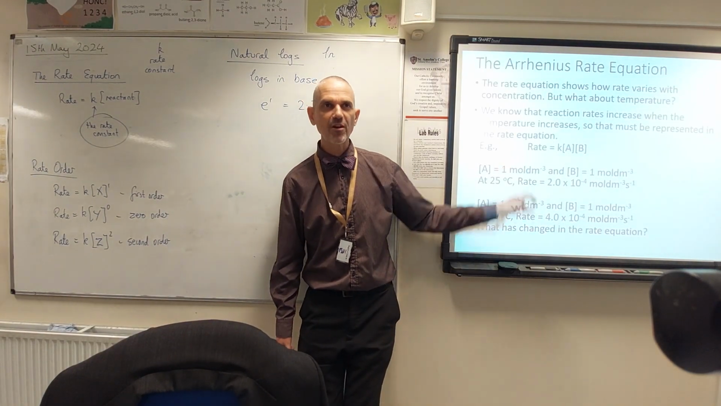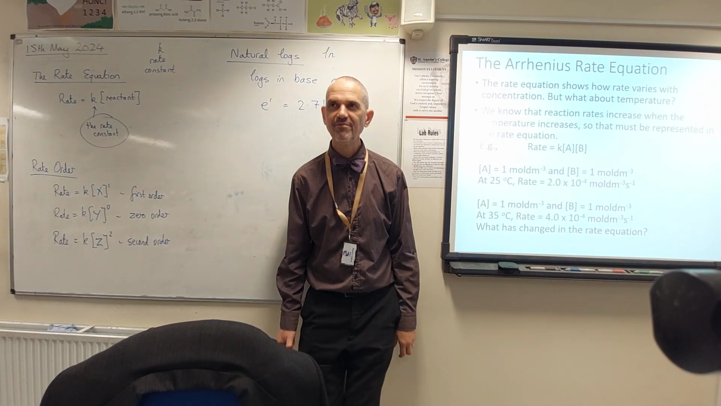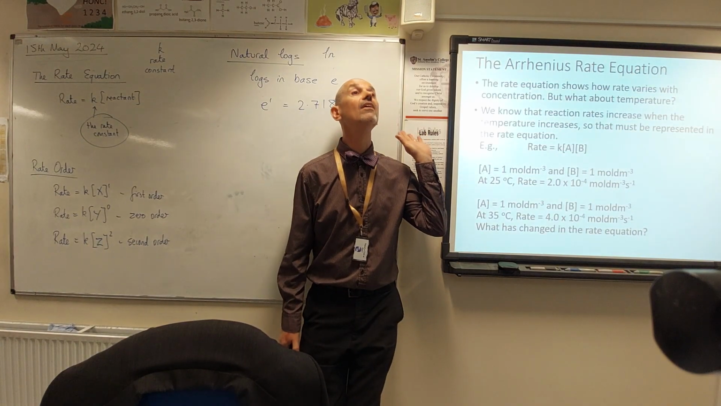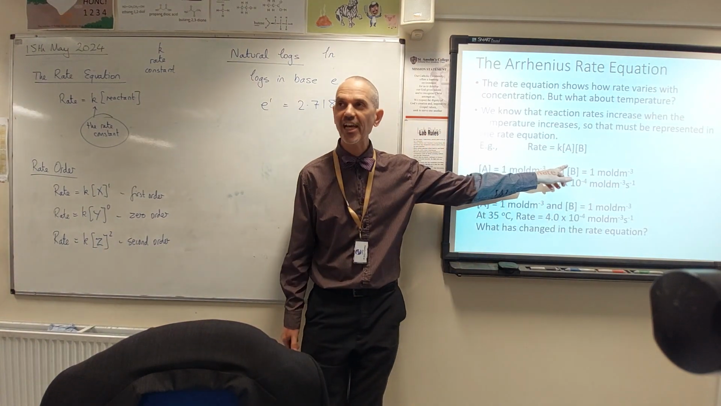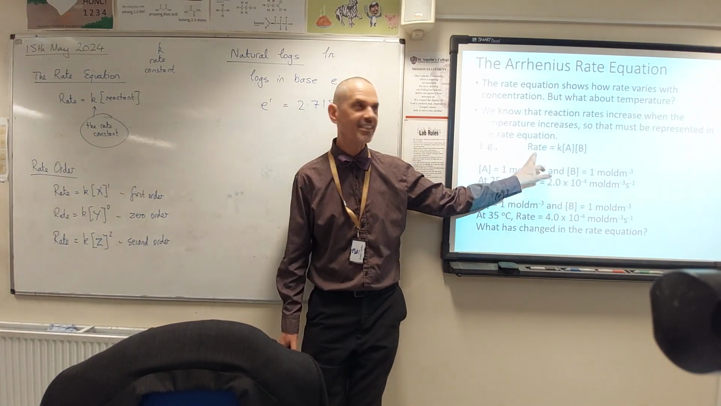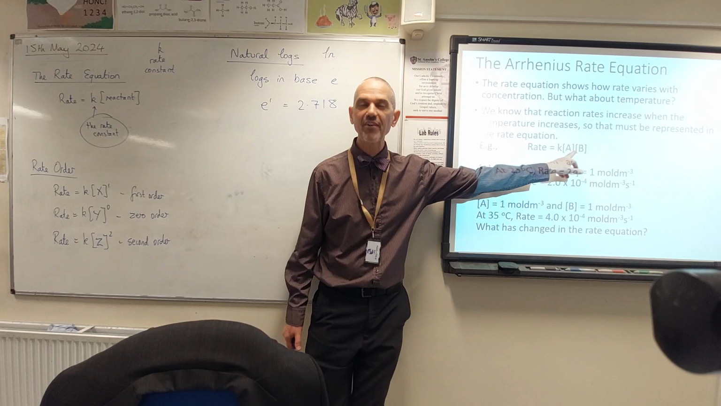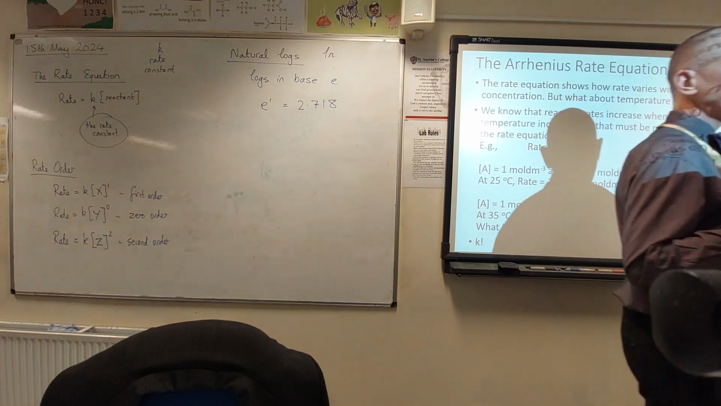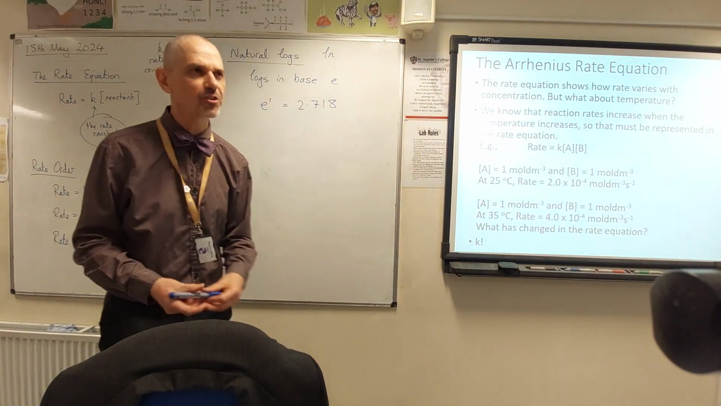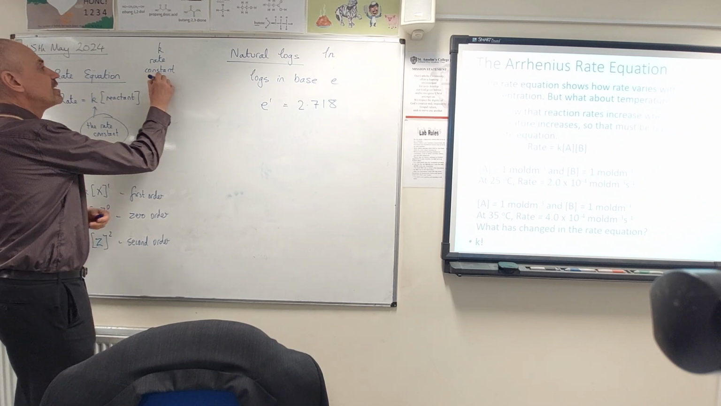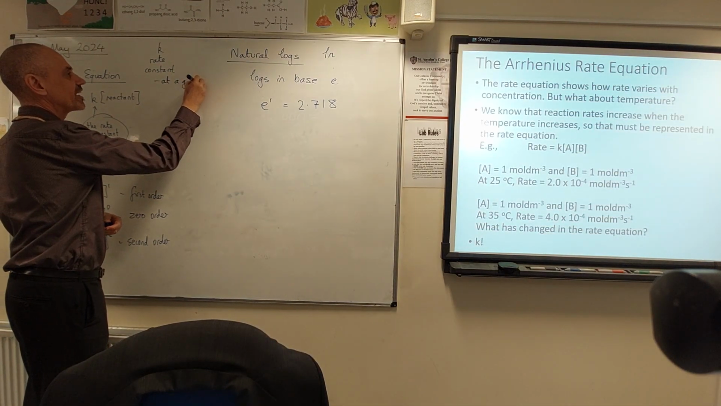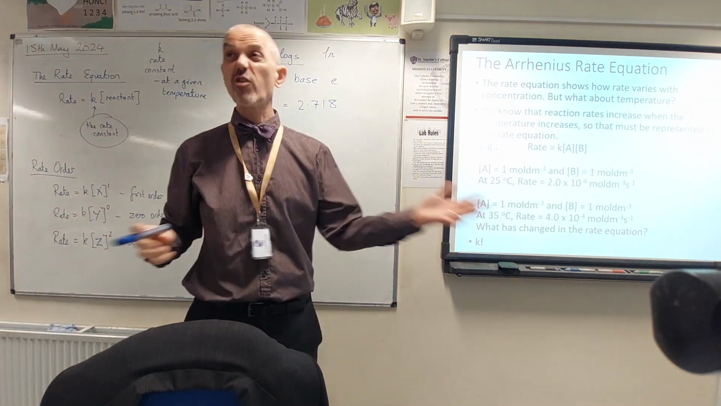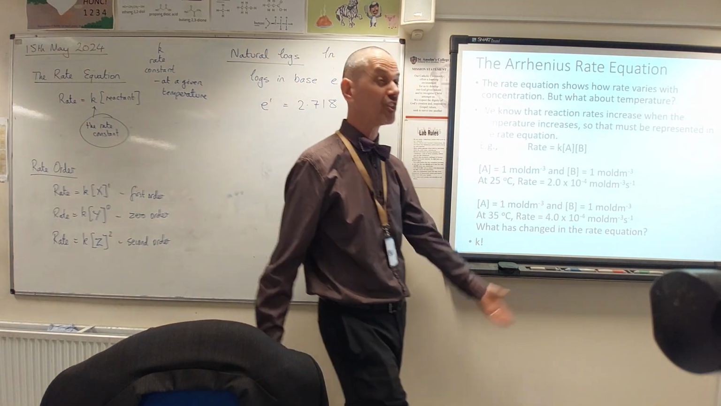What has changed in my rate equation? K. Must be K. A and B haven't changed, and the rate has gone up. Maths says if this goes up, something on this side must go up, and if A and B are still the same, it must be K. So K goes up with temperature. You might remember earlier on when we introduced the rate constant, it's constant at a given temperature, a bit like Kc. K is constant for a given reaction at a given temperature. If we change the temperature, we change K.